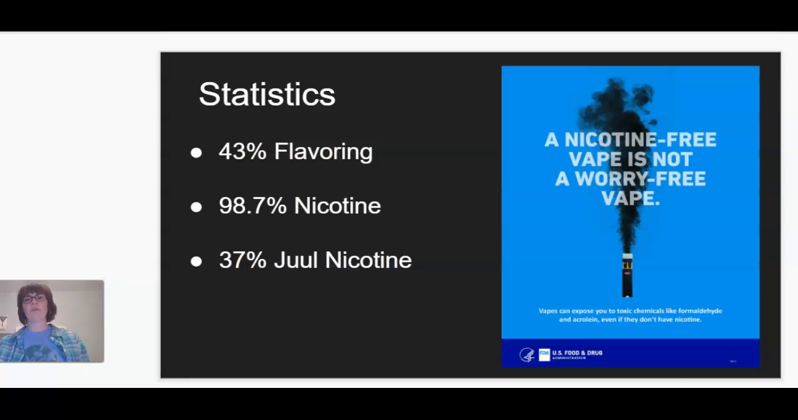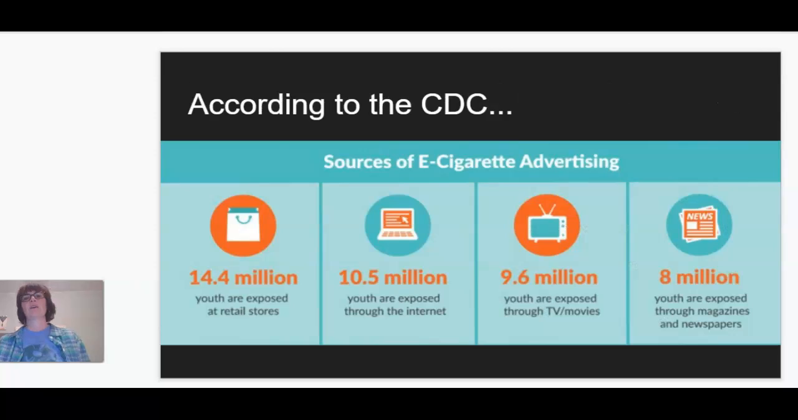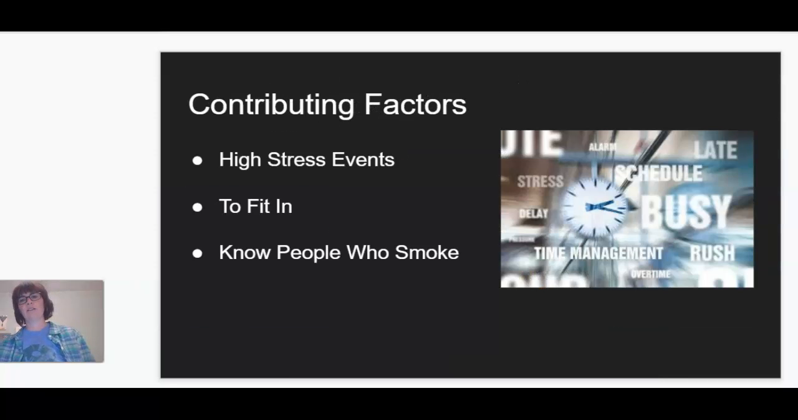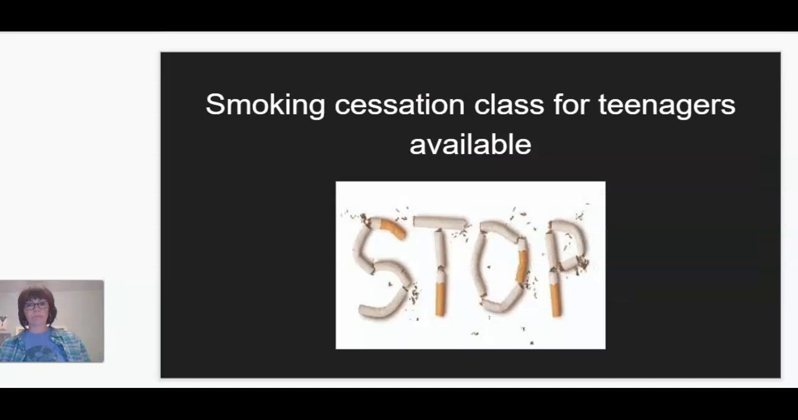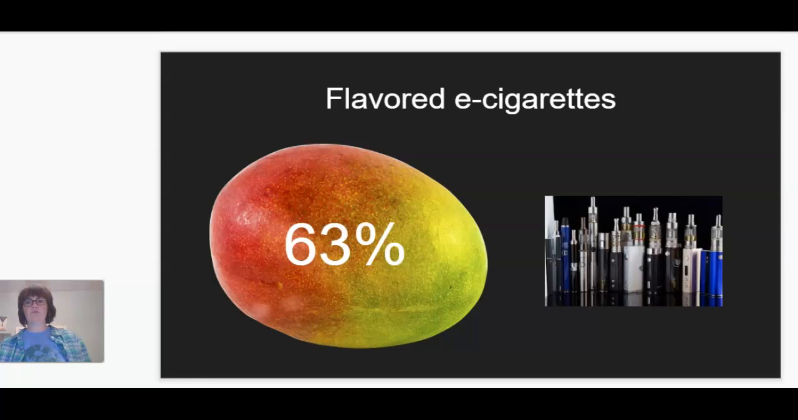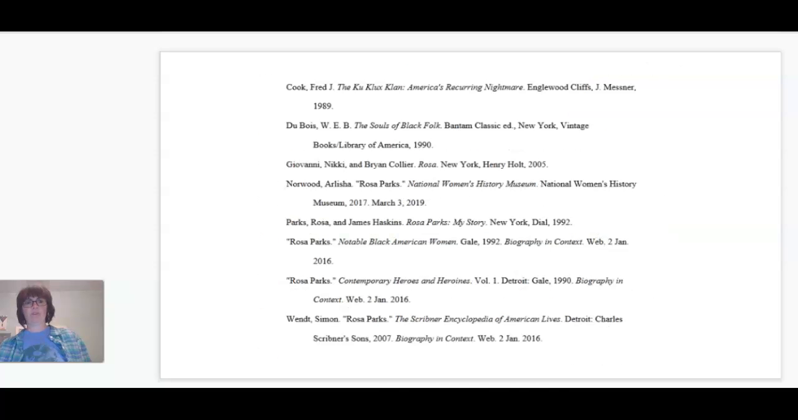All right, current events, more statistics, vocabulary. You don't have to have an activity for this one, so you can skip that. More current events and statistics. All right, and studies. So there you go. All right, and then you would end with a bibliography. Okay, see how that is properly cited?